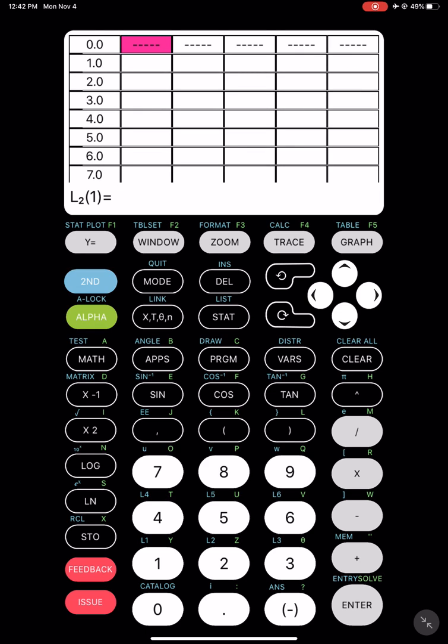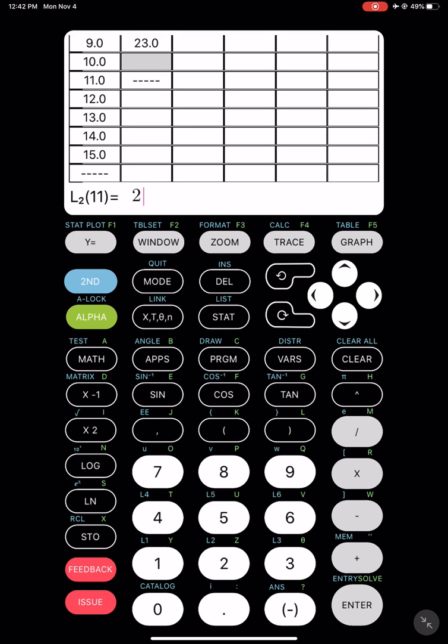My y values are 40, 37, 31, 35, 36, 30, 32, 33, 30, 23, 22, 25, 26, 22, 23, and 21.